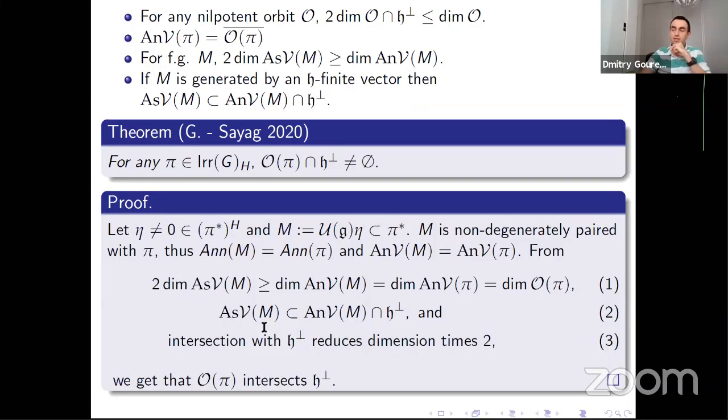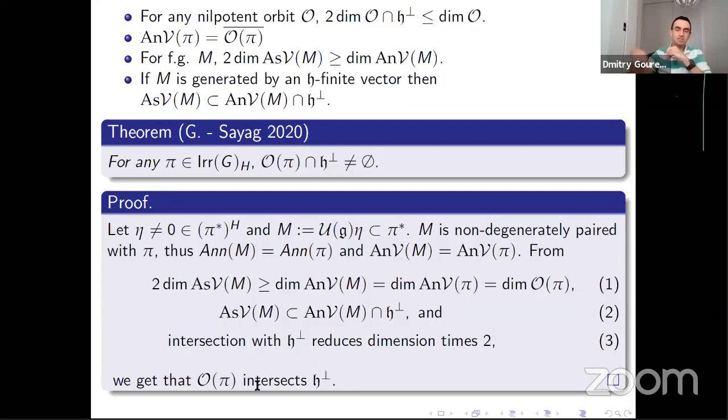Then the associated variety here already lies in H perp. So if we intersect with H perp, its dimension stays, but the dimension here drops at least times 2 by this Lie inequality. But from here, it cannot drop more than times 2. So actually, it drops exactly times 2. If it drops exactly times 2, it means the top orbit intersects. So in fact, we proved not only that the top orbit intersects, but also that the intersection includes a Lagrangian and has dimension exactly half the dimension of the original orbit.